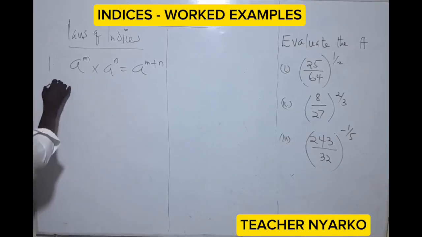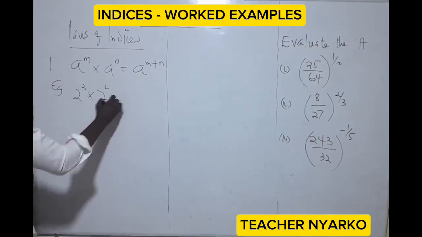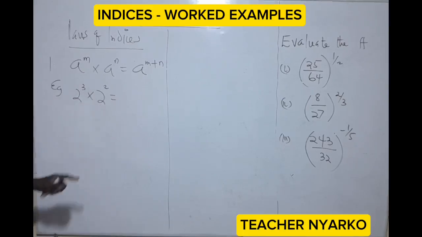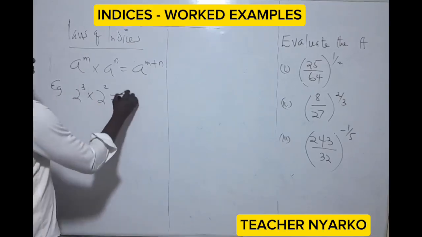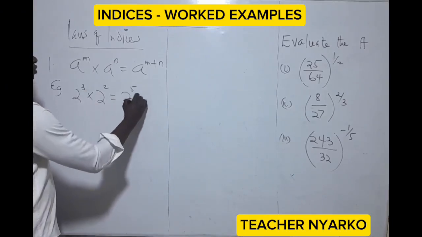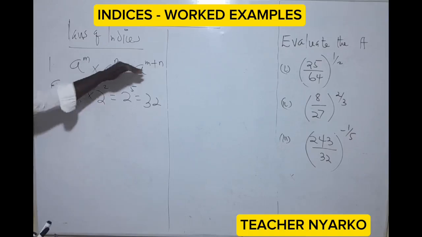So if you have 2 exponent 3 times 2 exponent 2, you see that this is the base and this is the index, or the exponent, or the power. Because they have the same base multiplying, according to the first law of indices, we keep one of the base constants and we add the exponents. 3 plus 2 gives us 5, and 2 raised to the power 5 is 32. I hope you understand that. So that's the first law of indices.